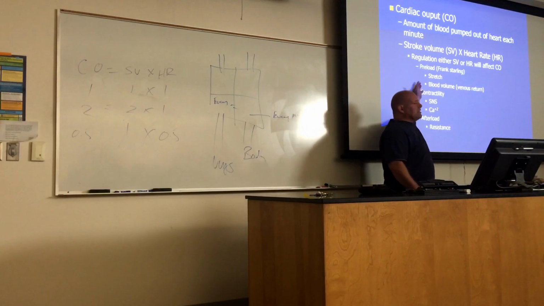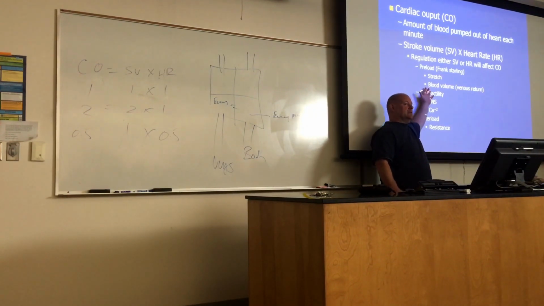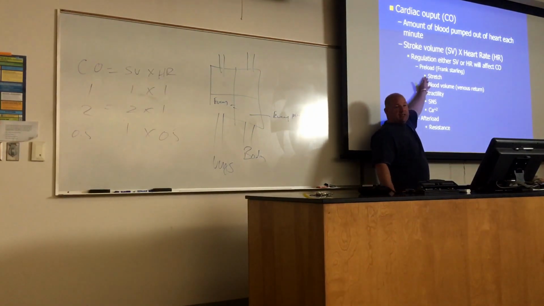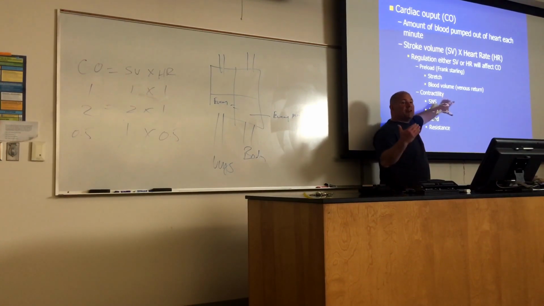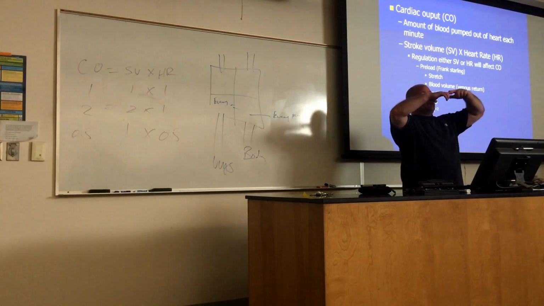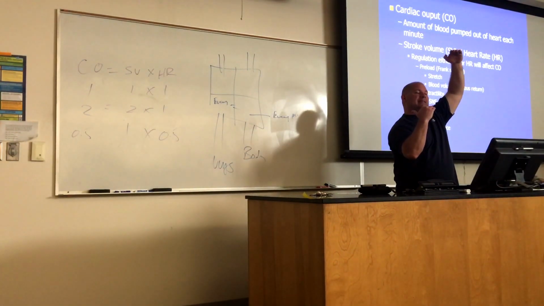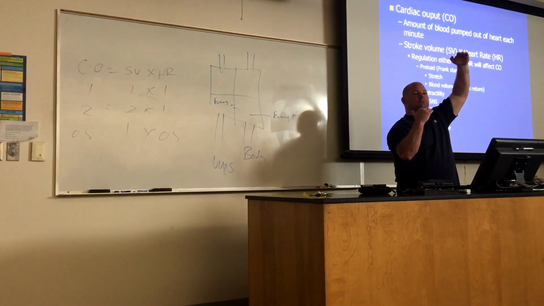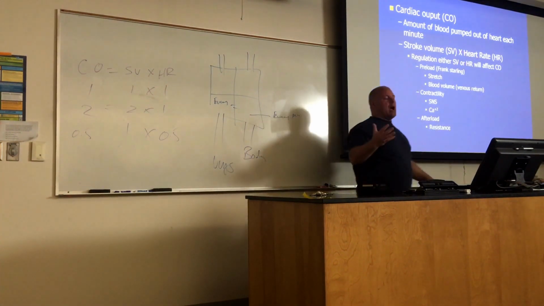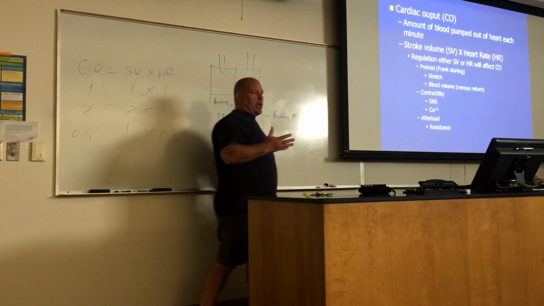So these two things basically are going to increase, this increases our end-diastolic volume. This is going to increase our contractility, which means it decreases our end-systolic volume. Remember, whenever that end-diastolic goes up and that end-systolic goes down, that increases stroke volume. And if I increase stroke volume, I increase my cardiac output.